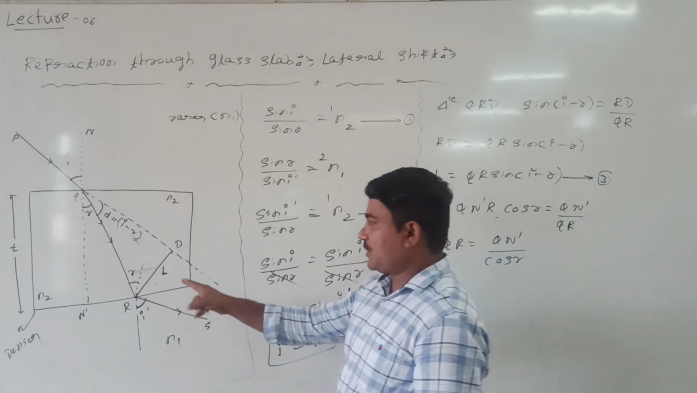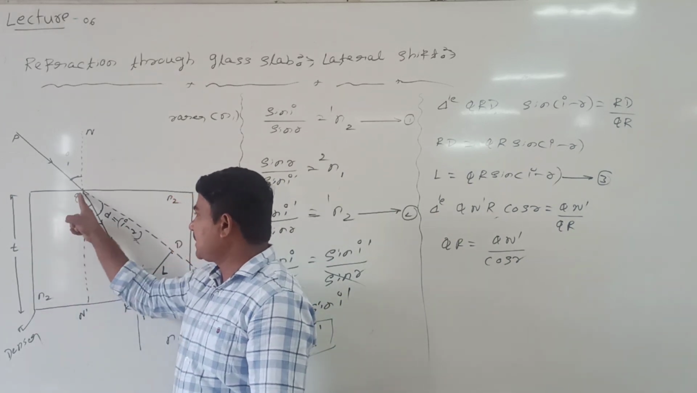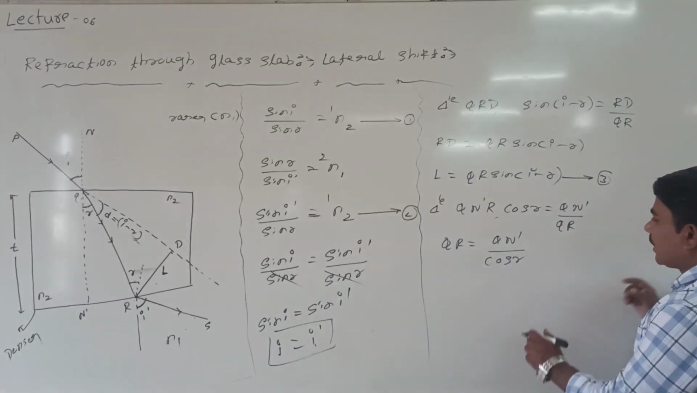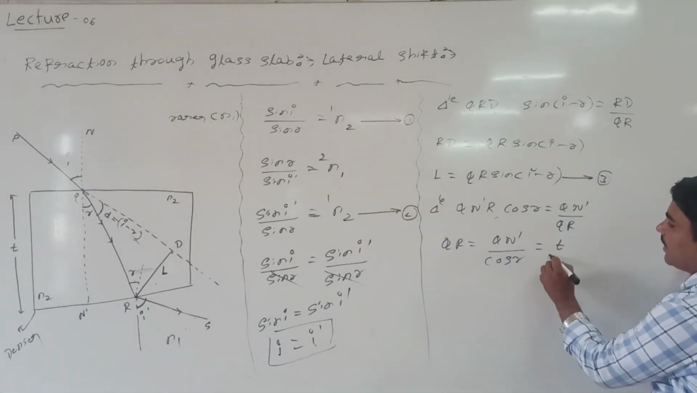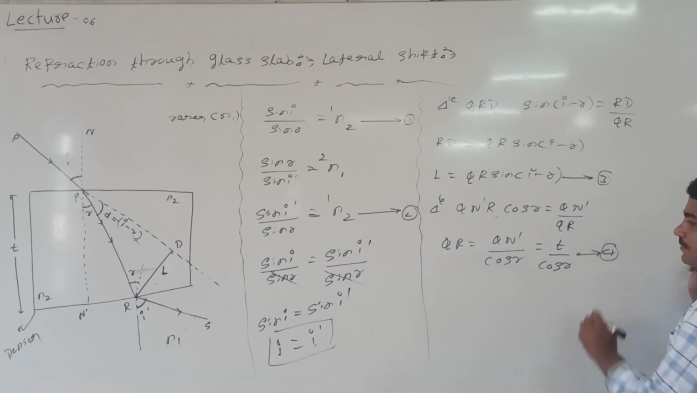But QN' is equal to the thickness of the slab. This side must be equal to this side. So QR is equal to t divided by cos R. Let us call this equation number 4.